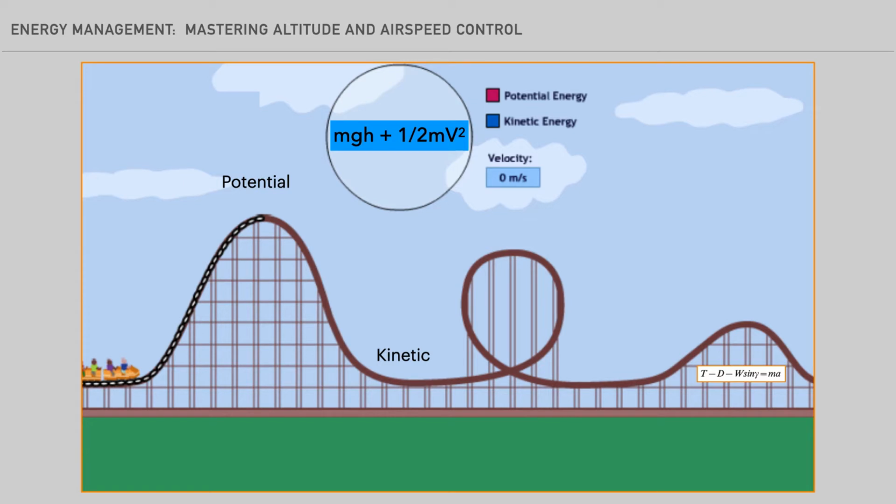As the airplane climbs, it gains potential energy, which can then be exchanged for kinetic energy. Similarly, the pilot can trade airspeed for altitude. Proper management of these two variables along with thrust assure safe and efficient flight.